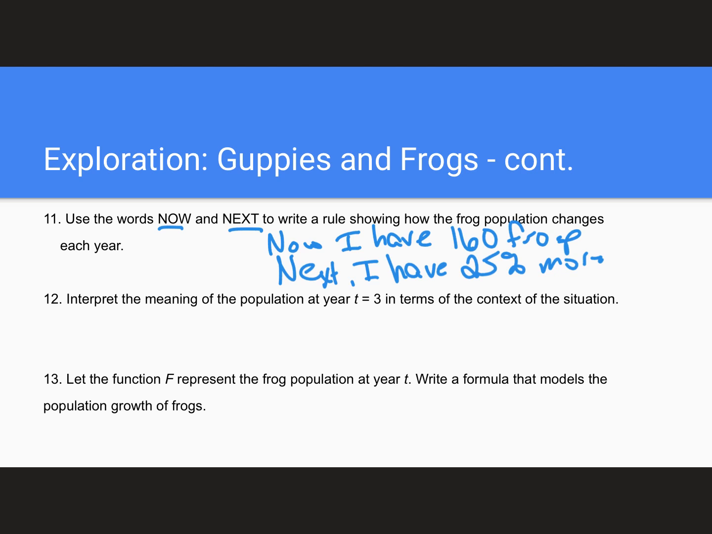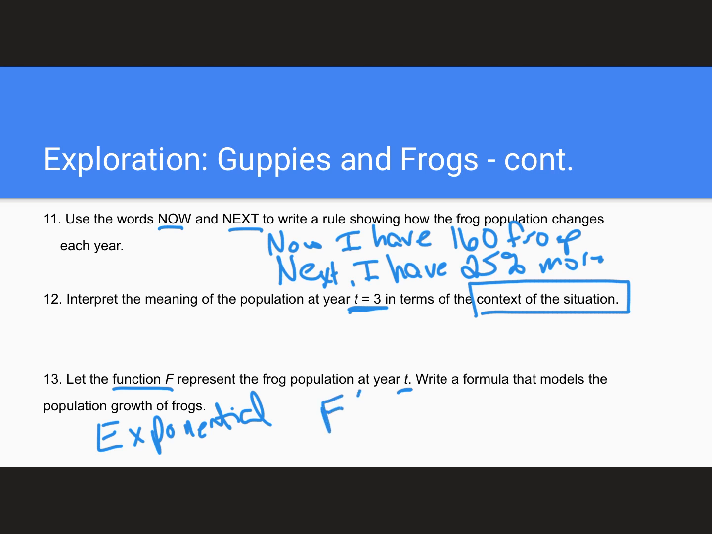Okay? Interpret the median of the population at year T3 in terms of the context of the situation. So you're going to figure out what the population is in the year T3 and then explain what it is in the context of the situation. And then we're going to write a function f representing the frog population at year T. So this should be an exponential function. So we are going to write an exponential function for our frogs. Please make sure it's something like this.